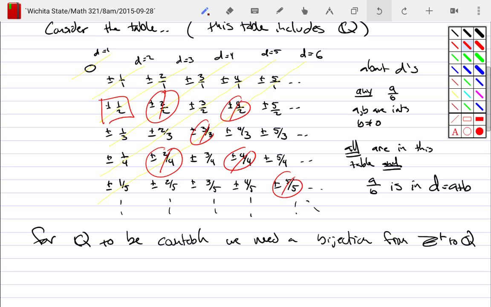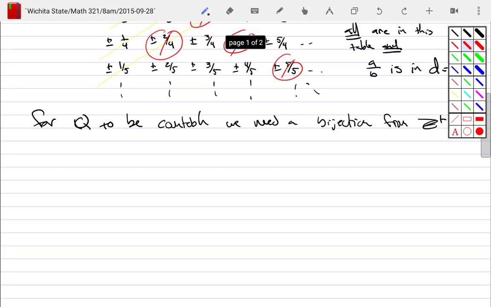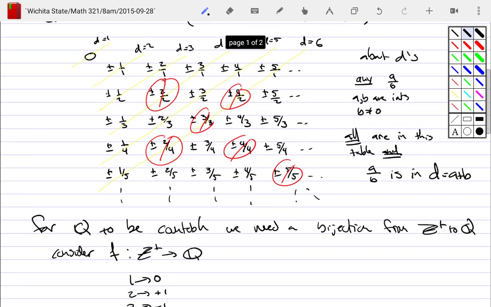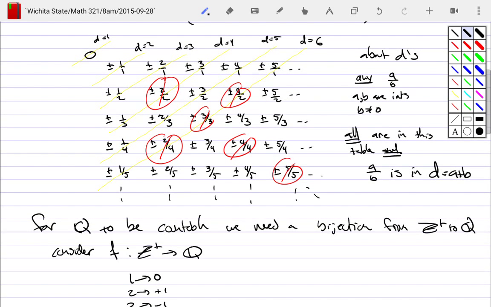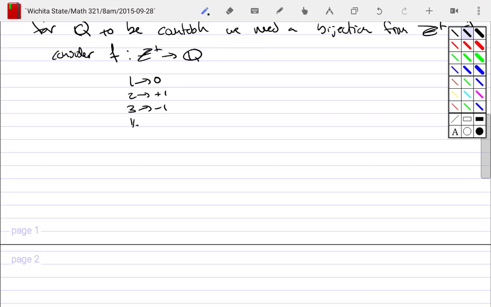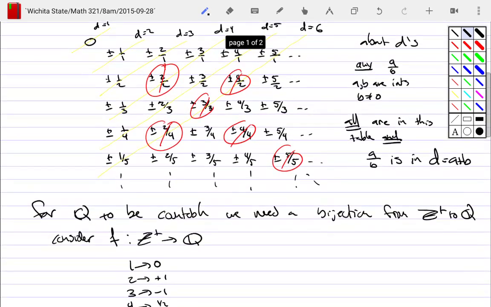But the way it normally works would be just to simply say that I am going to form the following function. Consider f that's going to go from Z plus to the rationals, and I'm going to say 1 goes to 0, 2 goes to positive 1, 3 goes to negative 1, and then I'm going to start at the bottom of the diagonal moving up. So 4 goes to 1/2, 5 goes to negative 1/2, 6 goes to 2, 7 goes to negative 2, and then we go back down, so now we're at 1/3.